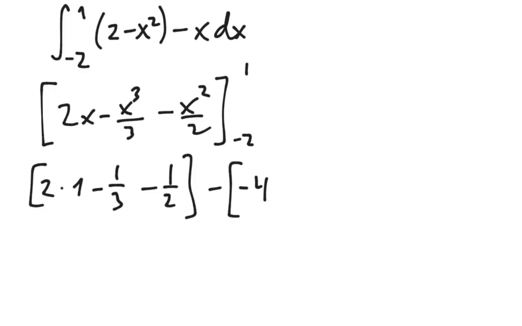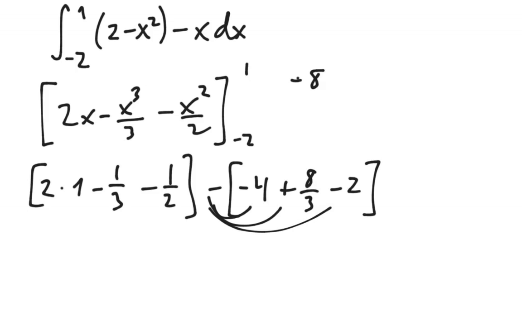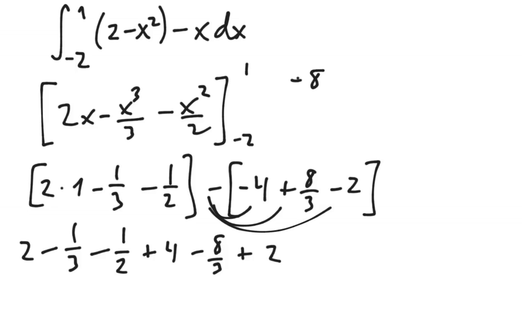Negative 2 cubed is negative 8, divided by 3 is 8/3, and then the negative and the negative will cancel and become a positive 8/3. Negative 2 squared is 4, 4 over 2 is 2, and the negative stays there, so this is a minus 2. We're going to distribute this negative, that's why you have to be careful with your parentheses. So you have 2 minus 1/3 minus 1/2 plus 4 minus 8/3 plus 2.